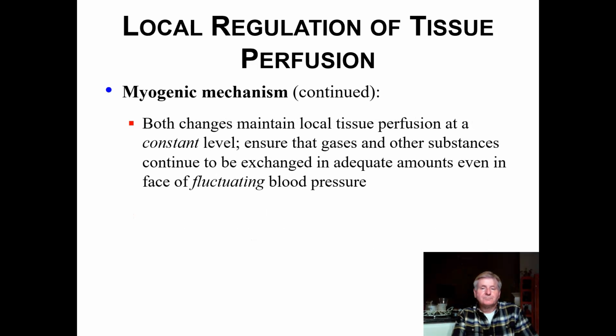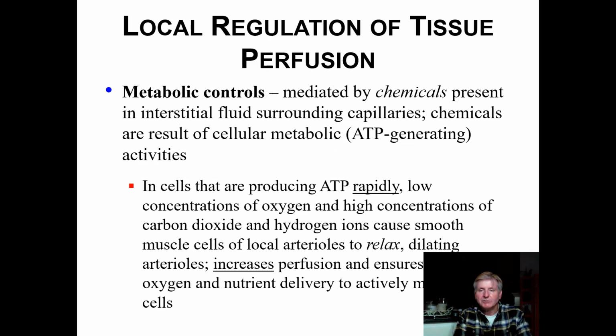But both changes will help maintain your local tissue perfusion at a constant level. And what that does is ensure that gases and other substances continue to be exchanged in adequate amounts, even in the face of fluctuating blood pressure. Your metabolic controls are mediated by chemicals present in the interstitial fluid surrounding the capillaries, and it's mainly the chemicals that are the result of your cellular metabolic activities, like generating energy, ATP.